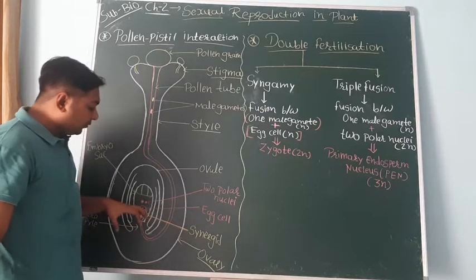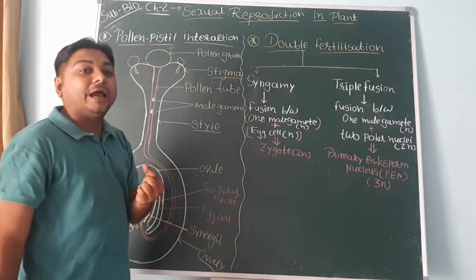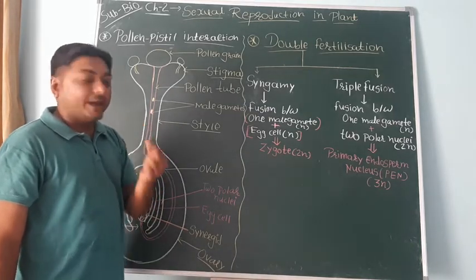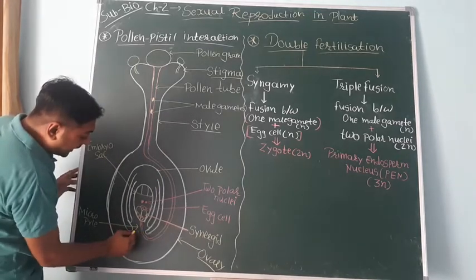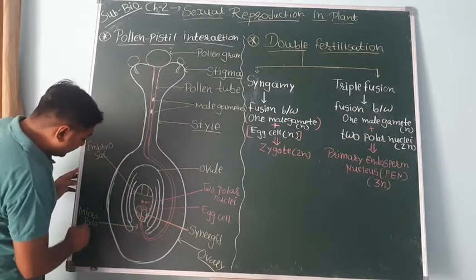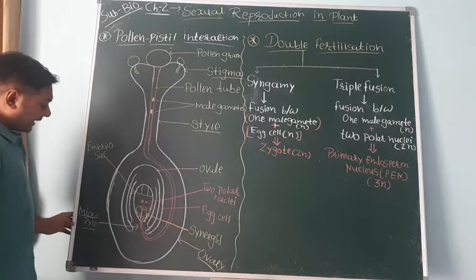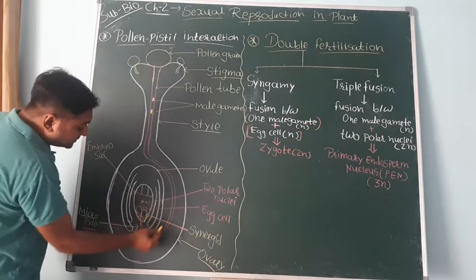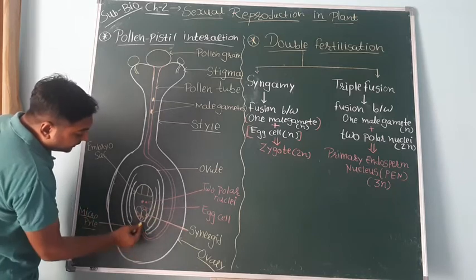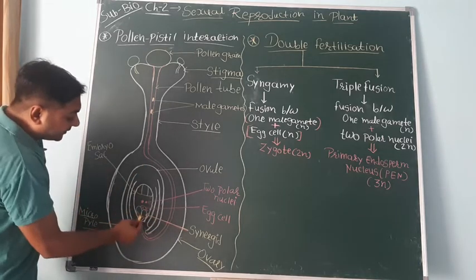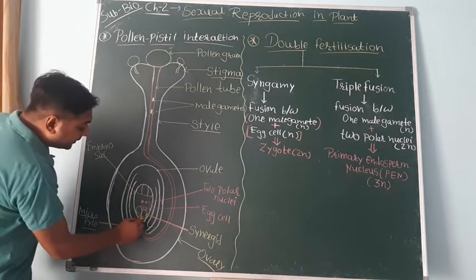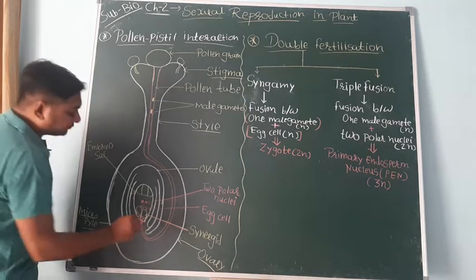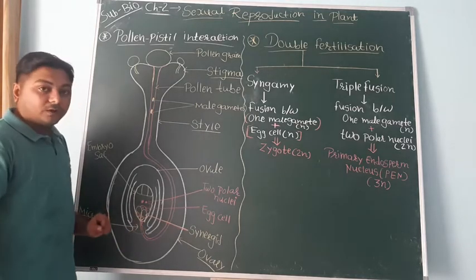All of you know that in the ovule there is a small aperture called the micropyle. This part is called the micropyle, a small hole in the ovule. From this micropyle the pollen tube enters into the ovule, and after entering the ovule it enters into one of the synergids.